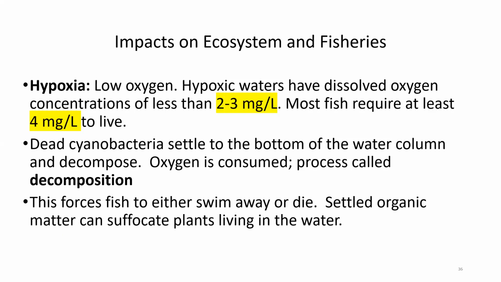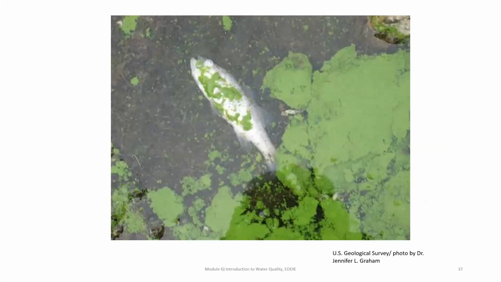Hypoxia generally occurs when you have dead plant matter or dead cyanobacteria that settle to the bottom of the water column. They start to decompose. That process of decomposition uses oxygen. So when you use up all your oxygen, you end up with hypoxic waters. And that's going to force fish to either swim away, so they might abandon an area, or they might die, right, if they can't swim anywhere. So this is an example of a fish that has undergone some hypoxic conditions. They can't really breathe.